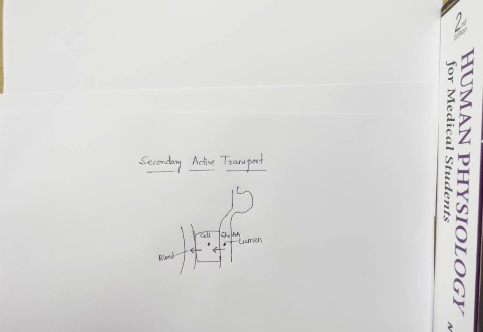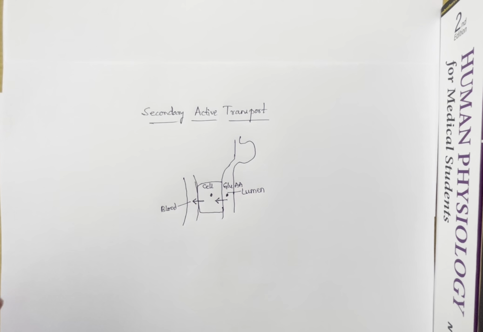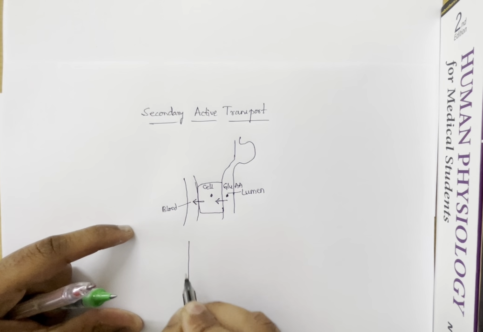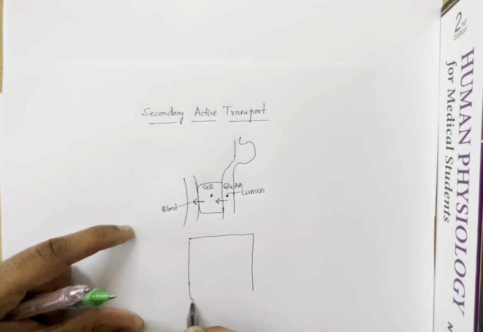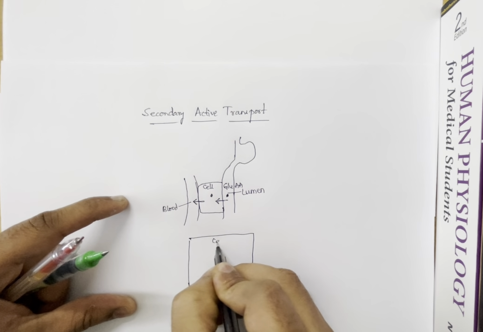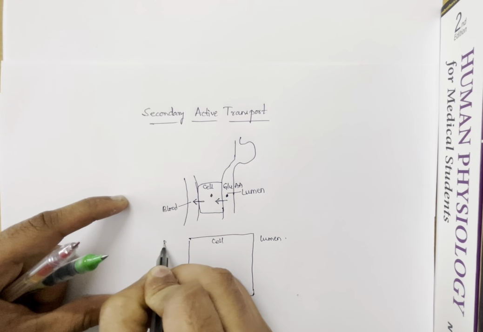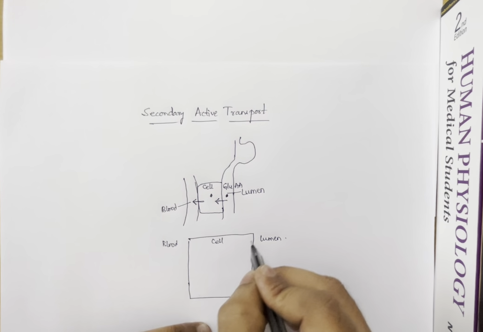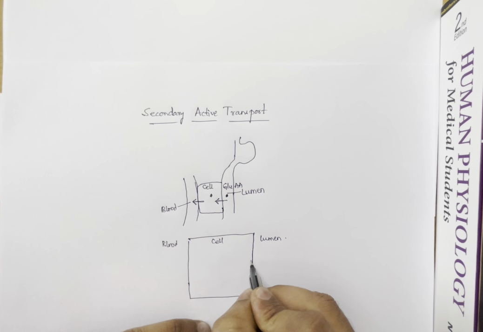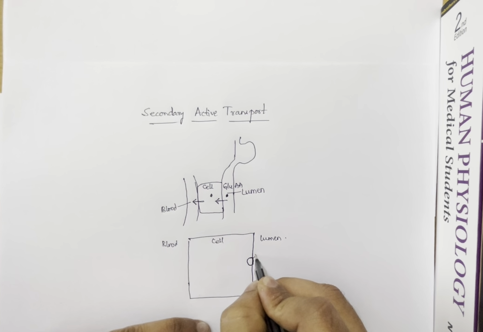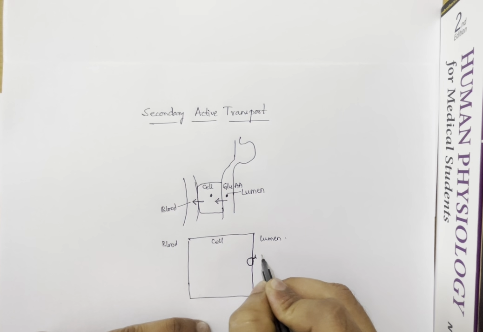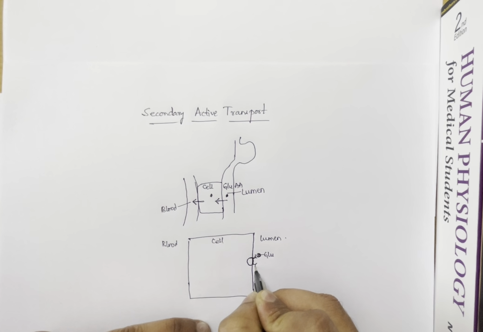So now we'll expand this and explain. So this is the epithelial cell. This side is lumen and this side is blood. So now this cell membrane will have a protein, an integral protein, which is having two binding sites. One binding site for glucose, the other binding site for one more ion, sodium.